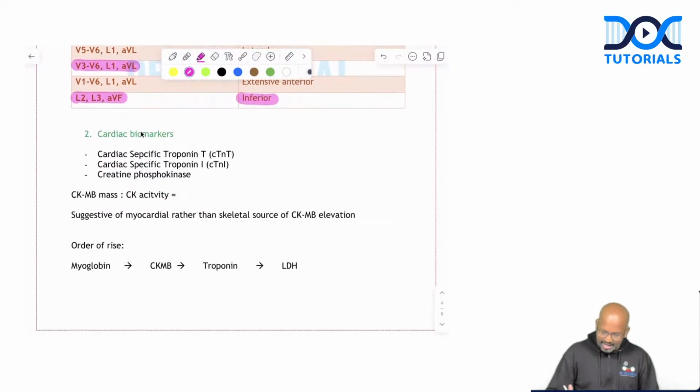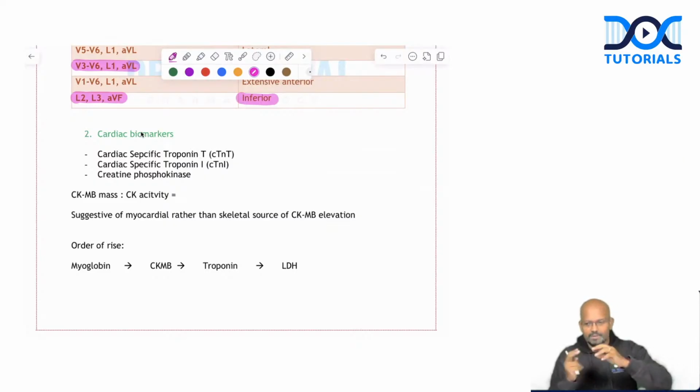Now, what about the cardiac biomarkers? This is how we diagnose with the ECG. Now, moving on to the next one, cardiac biomarkers. What exactly are those biomarkers? Whenever the blood supply is getting blocked, a particular area of muscle is not receiving enough oxygen or blood supply. So what happens? That muscle tends to die.